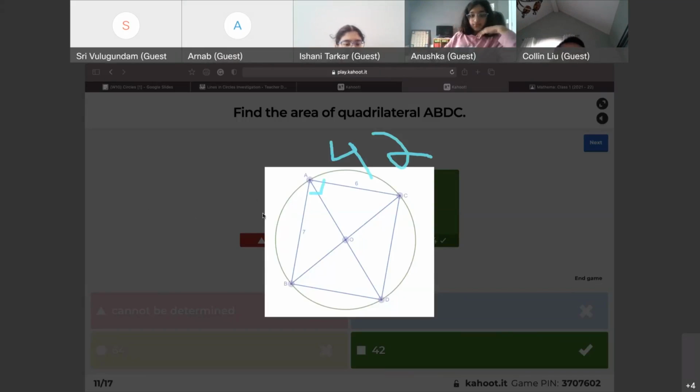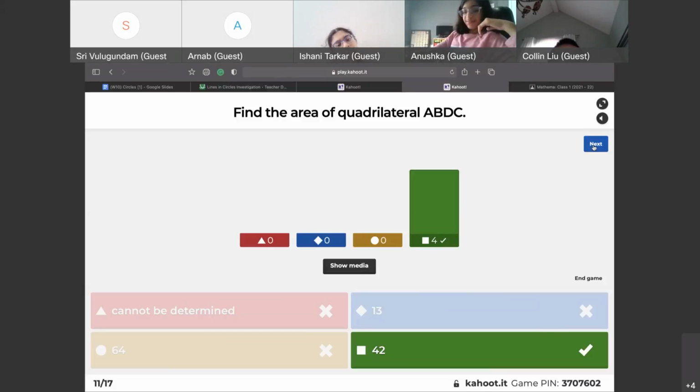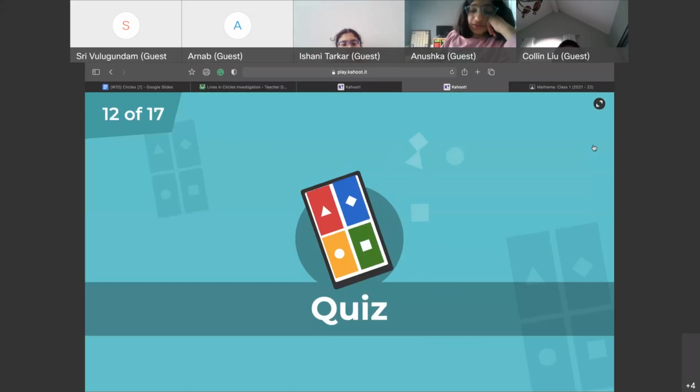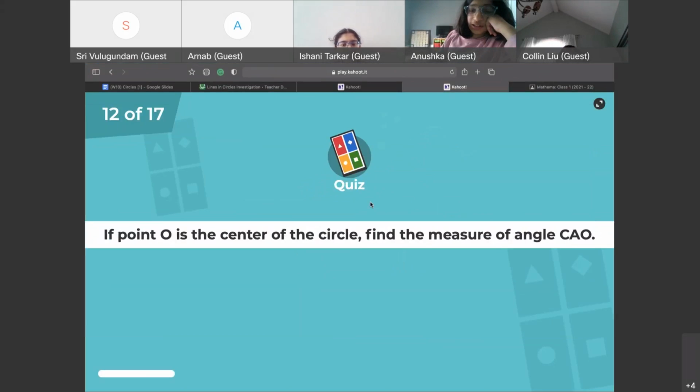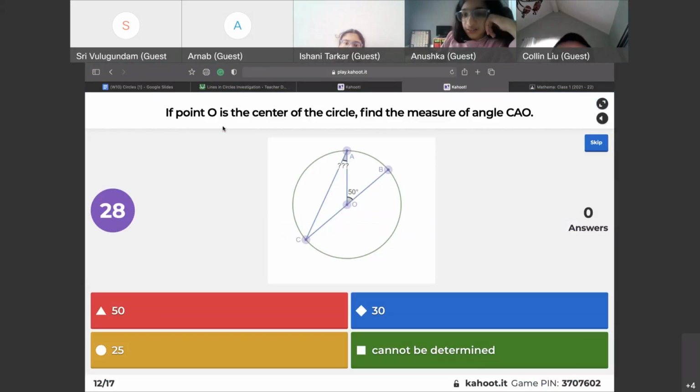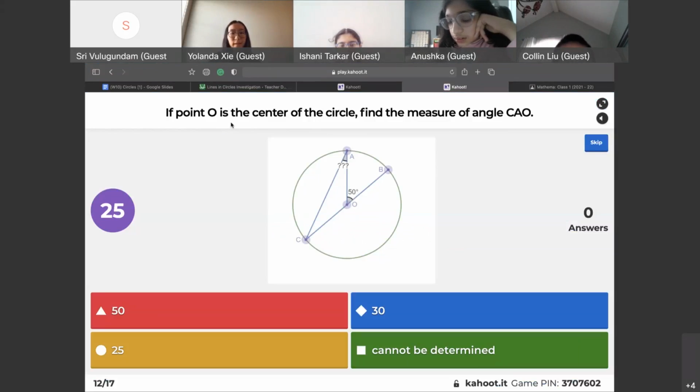Whoever creates these Kahoots, you should put a question where cannot be determined is actually right for once, because no one ever chooses it and it'd throw everyone off. Or if you do choose cannot be determined, then it's wrong. All right, point O is the center of the circle. Find the measure of angle CAO.